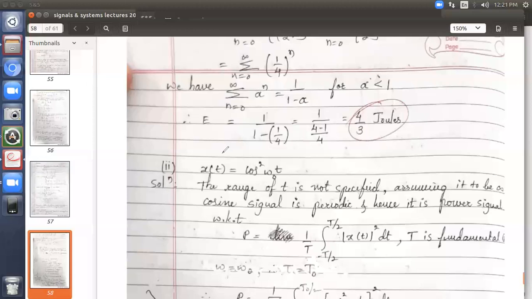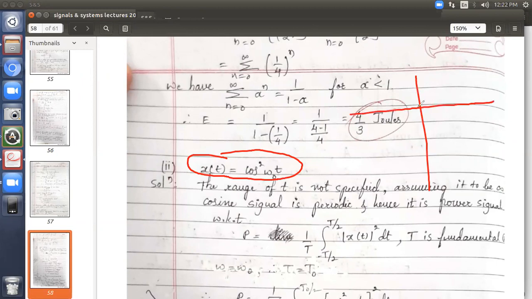Then the next question. This is x of t given as cos square of omega naught t. So now we have to first decide whether it is energy or power, and accordingly calculate whatever is applicable. So observe that cos of theta or cos of omega t is obviously an infinite signal, right? How does the cos look like? It is a symmetric signal about the vertical axis. So it extends from minus infinity to plus infinity. So this is cos. If cos is infinite, cos square, the square of this signal, will also be infinite.